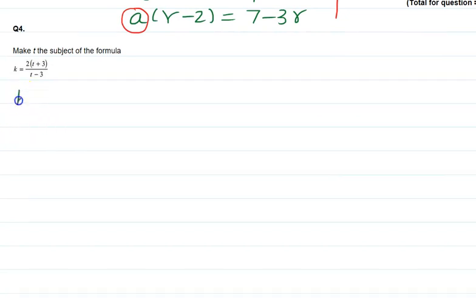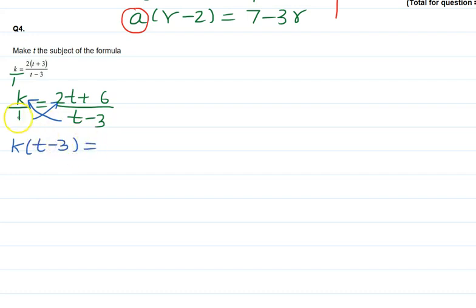Now next question. If you see here, make t the subject of the formula. So it is k over 1 and it is (2t plus 6) over (t minus 3). I have multiplied by 2: 2 times t is 2t, 2 times 3 is 6. Now I'm going to cross multiply this into this and this into this. When you are multiplying k with t minus 3, and when you are multiplying 1 with 2t plus 6, it will be 2t plus 6. Now multiply k with t, so it is kt minus 3k and it is 2t plus 6.